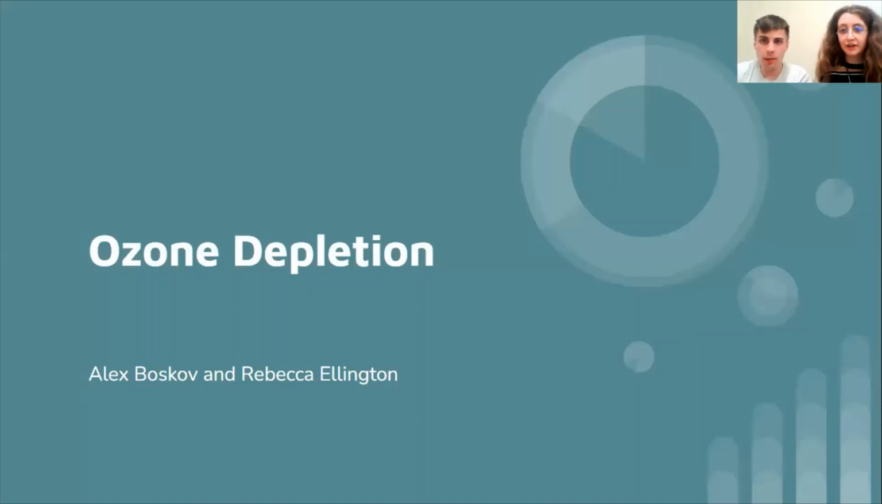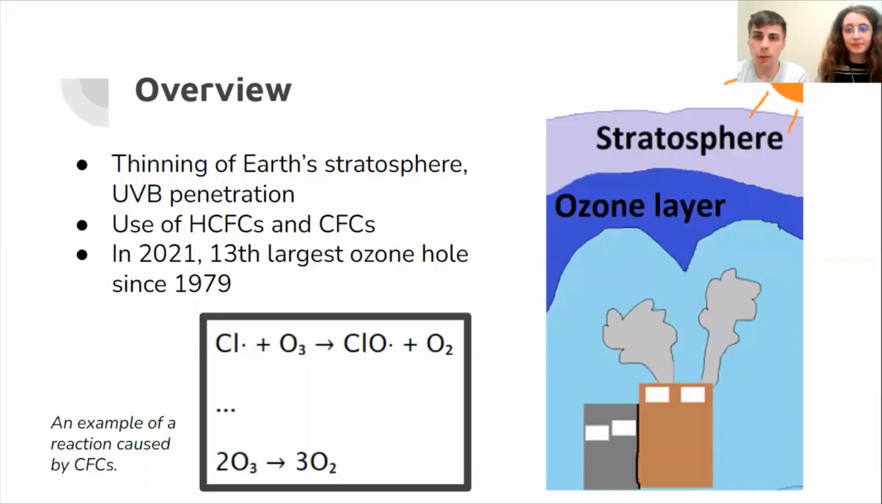Today we're doing our final exam presentation on ozone depletion. So first, a little overview. The idea of ozone depletion is that ozone is being decomposed into oxygen in the atmosphere, and this is a result of the use of HCFCs and CFCs, which used to be common refrigerants.